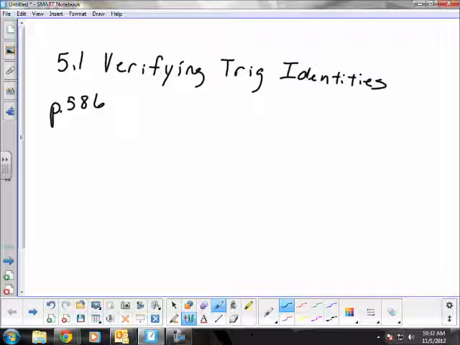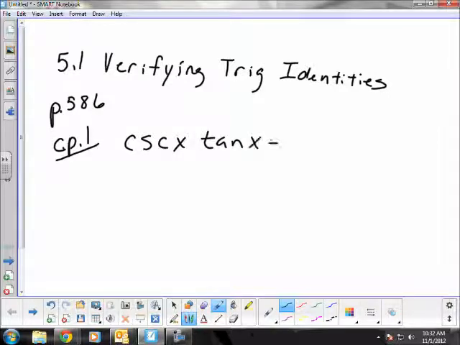Example 1, or checkpoint 1, we'll call them checkpoint 1, says verify the identity that the cosecant of x times the tangent of x is actually equal to the secant of x. Now, what you are doing when you verify the identity is you're doing algebraic or trigonometric manipulations with one side of the equation to make it look like the other side. And so the rule of thumb is always you take the side that's more complicated looking and try to make it more simple, because it's harder to build up than it is to kind of squish things together.